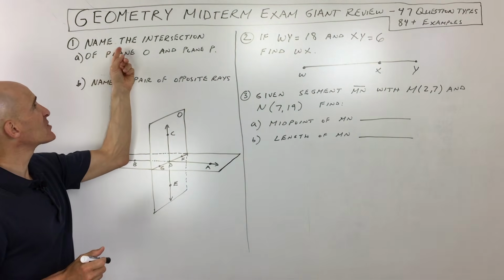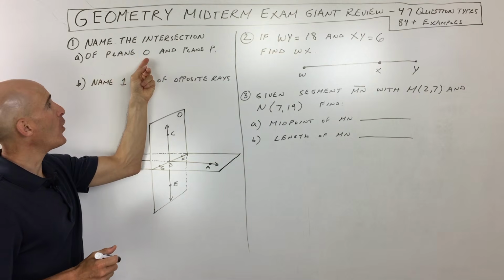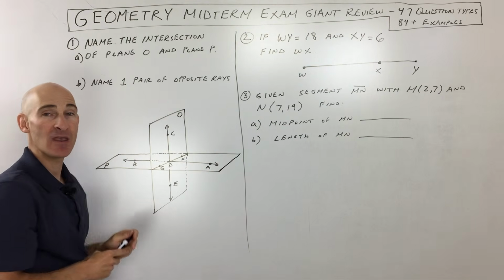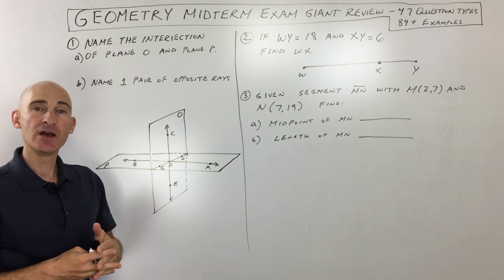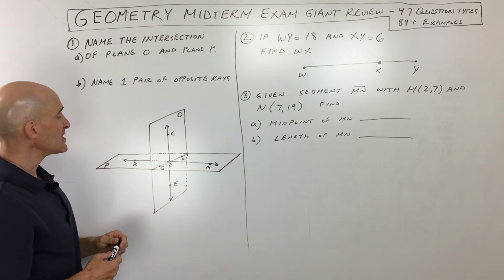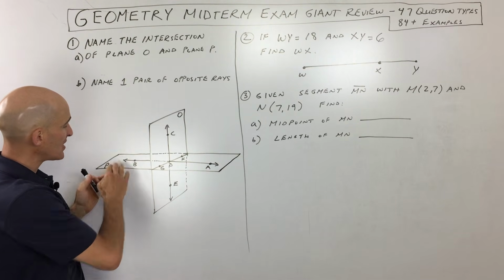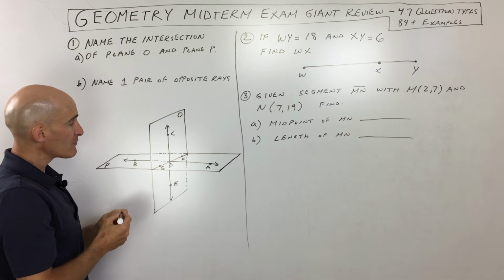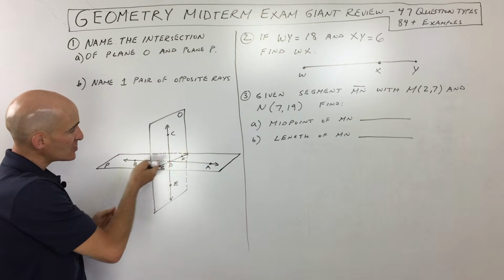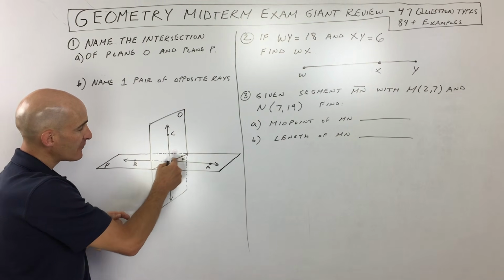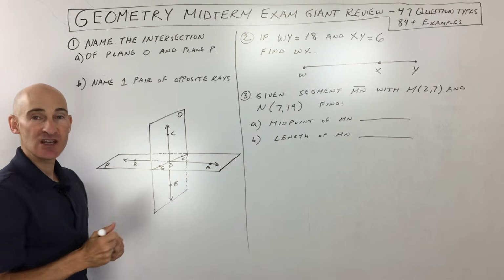So the first question says, name the intersection of plane O and plane P. Remember, a plane is a flat surface, and we're trying to find the intersection, basically what they share in common or where they cross. When we look at this horizontal plane and this vertical plane, you can see that they're crossing at this line right here. You could label this line as line GF, line DF, line FG, and so on.